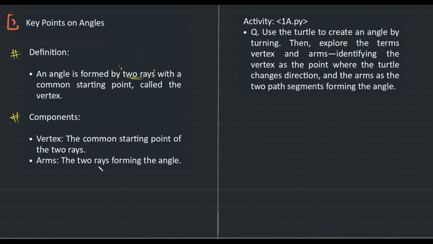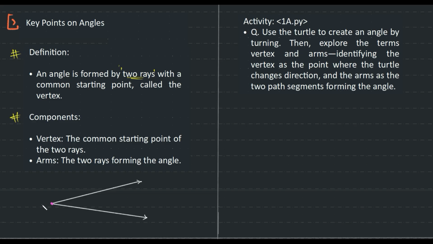So if there are two rays which form an angle, those two rays are called arms. I'll give an example. So we have first ray and the second one. Ray 1, ray 2, indicated with a starting point and an arrow.